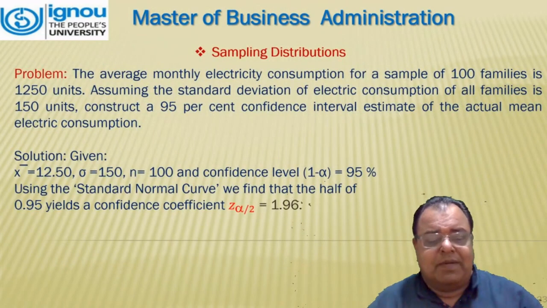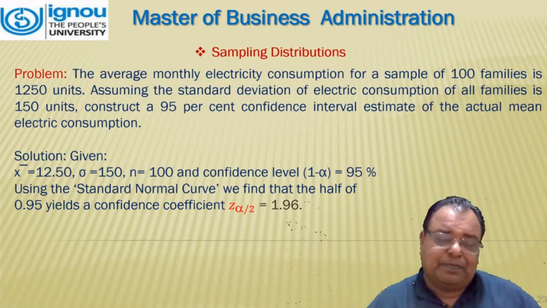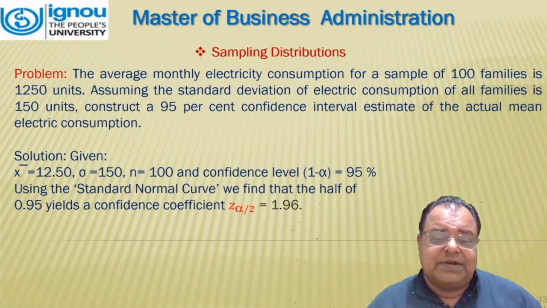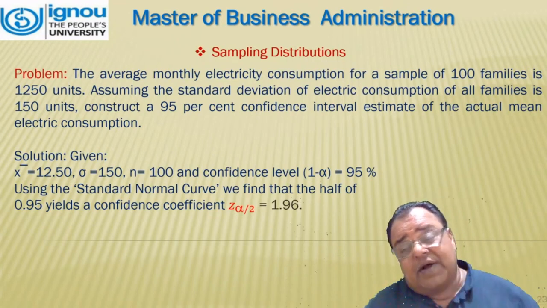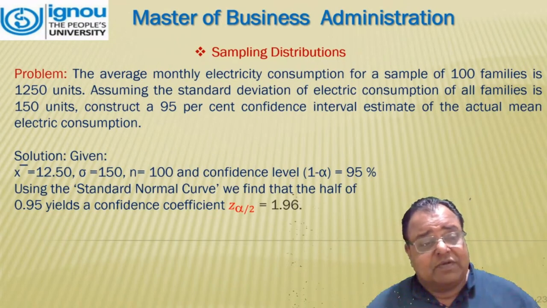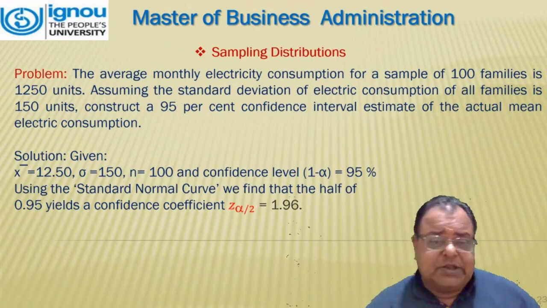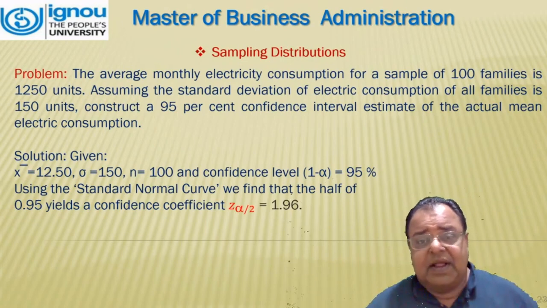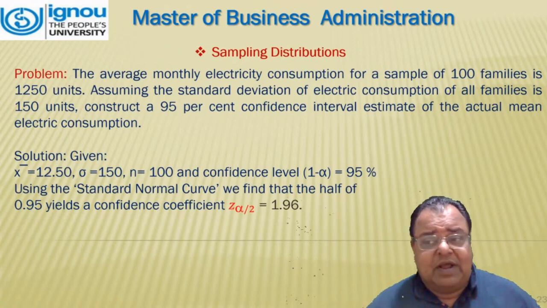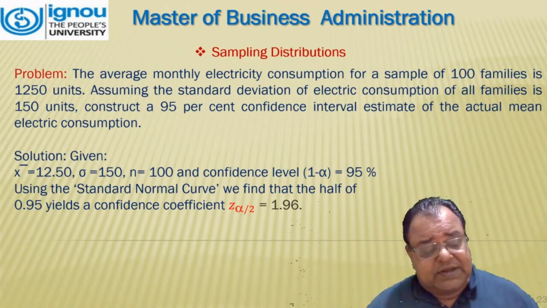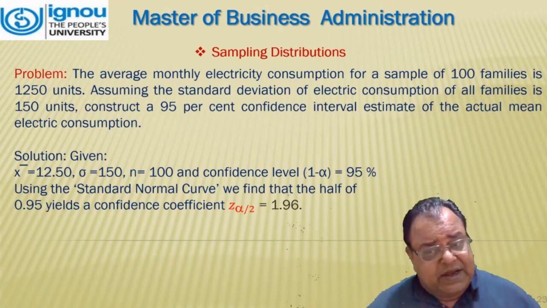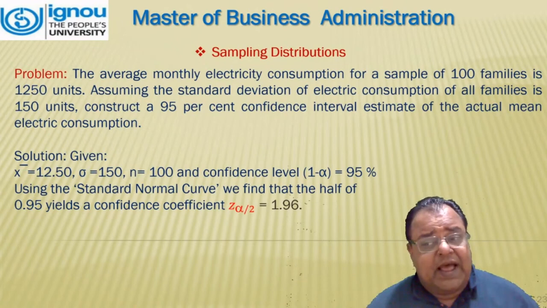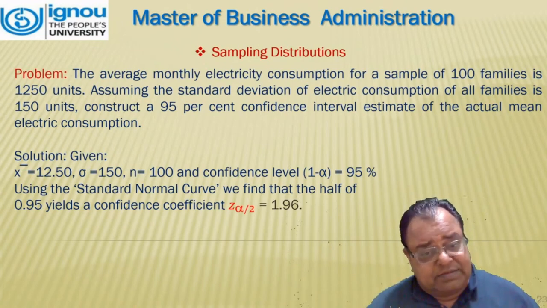Now we move to problems related to sampling distribution. The average monthly electricity consumption for a sample of 100 families is 1250. Assuming the standard deviation of electric consumption of all families is 150 units, construct a 95% confidence interval estimate of the actual mean electric consumption.